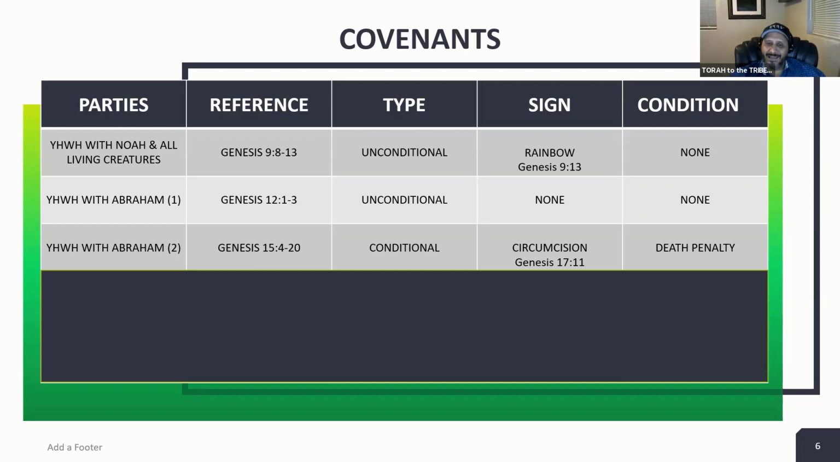This type of covenant is a bilateral and conditional covenant. Now, this type of covenant would need to have some type of hypothetical situation as a condition attached to the agreement. If one can find the words if or when in an agreement, that would make it conditional. Like if you do this, then I'll give you this. That makes it conditional. Okay. We also have a death penalty attached to this. And then we have the sign of circumcision. Okay, these two are connected, the penalty and the sign. The circumcision is, of course, seen in Genesis 17.